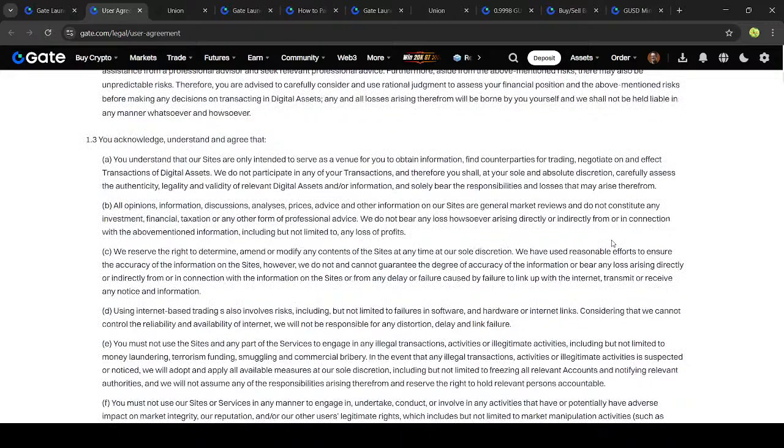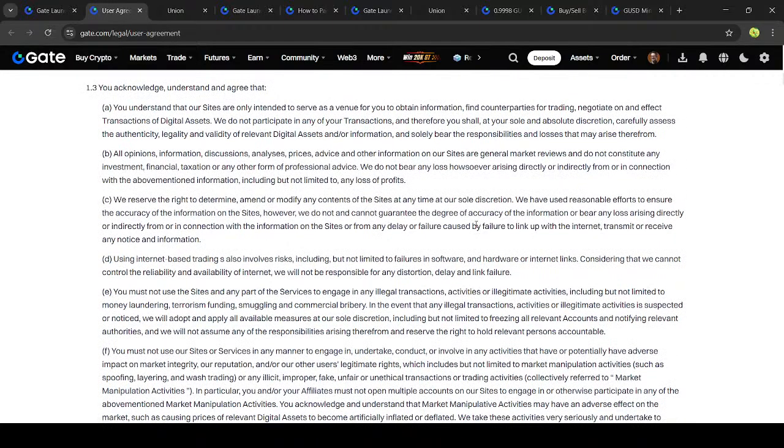So you acknowledge, understand and agree that our site is only integrated to provide service or obtain information for trading and the transaction or transfer of digital asset. We do not participate in any of the transactions, and therefore you shall carefully assess the authenticity, the legality and the validity.